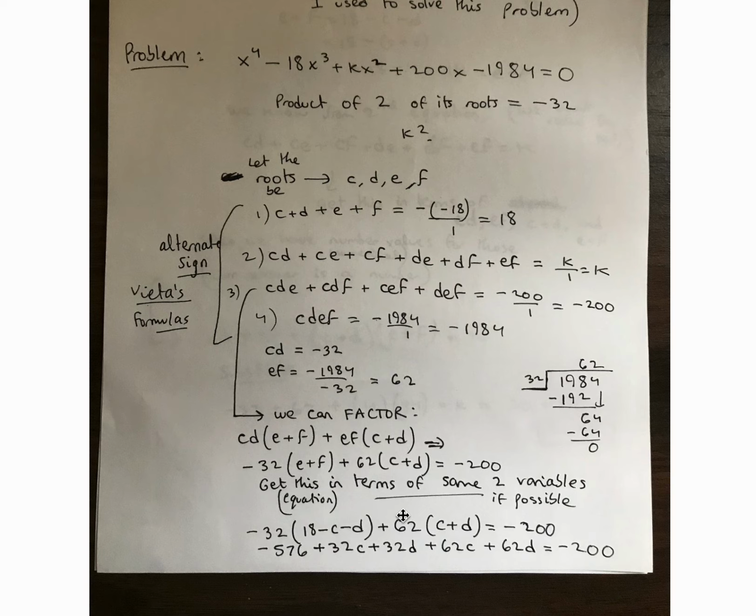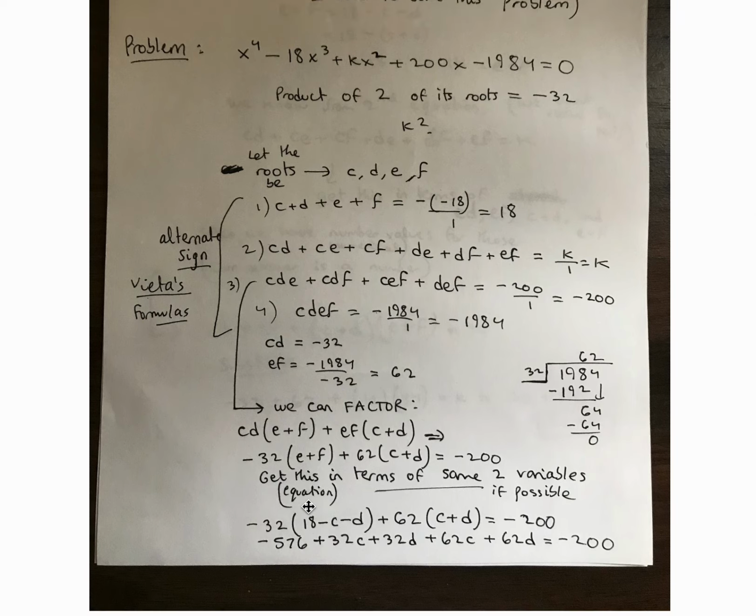Basically what I did was I used the first equation here, and I did it in terms of C and D, but you could also do it the alternate way in terms of E and F. So I could say C plus D could equal 18 minus E minus F, and I could substitute that here. But I did it in terms of C and D, which is perfectly fine. 18 minus C minus D is equal to E plus F. I did that substitution to try to simplify this even more.